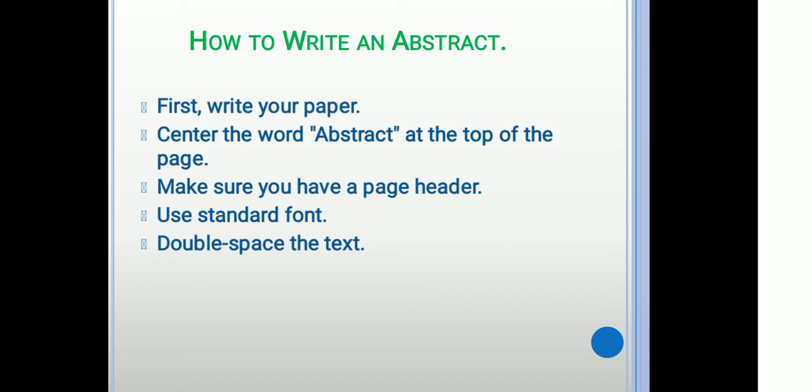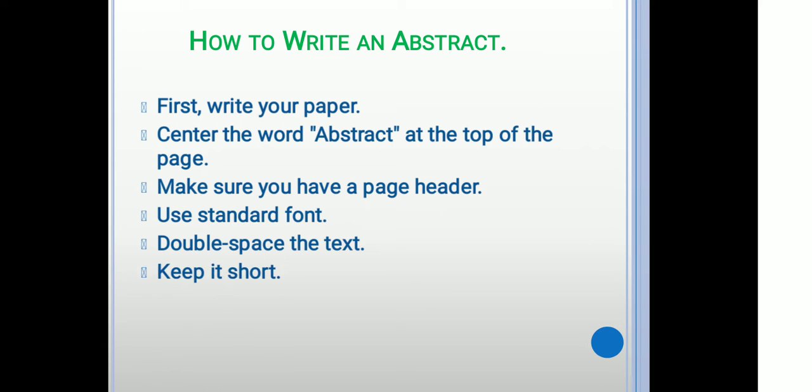Double space the text. All the text on your abstract should be double spaced. Double spaced means that lines of the text are separated by a blank line. Aside from the abstract, the entire paper should also be double spaced.